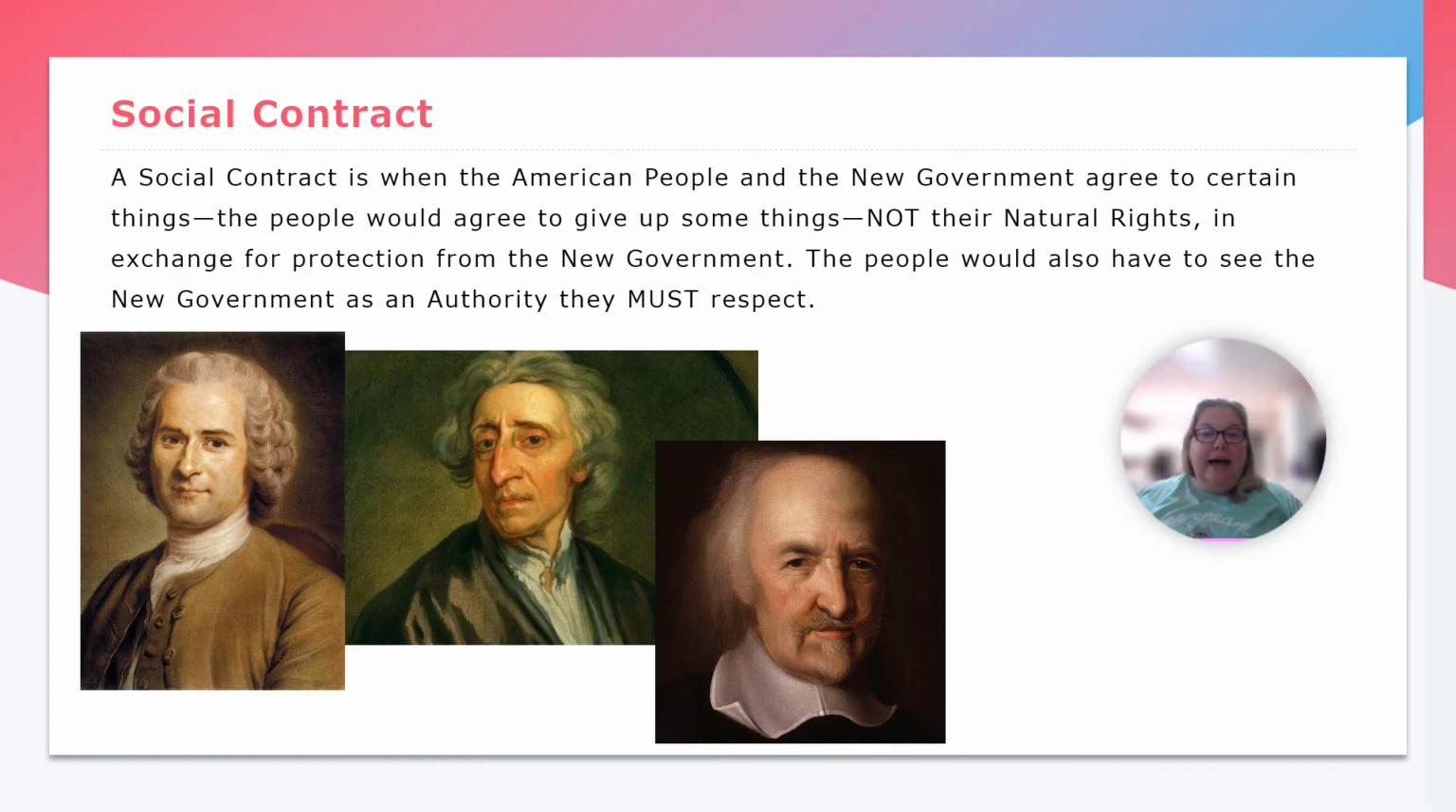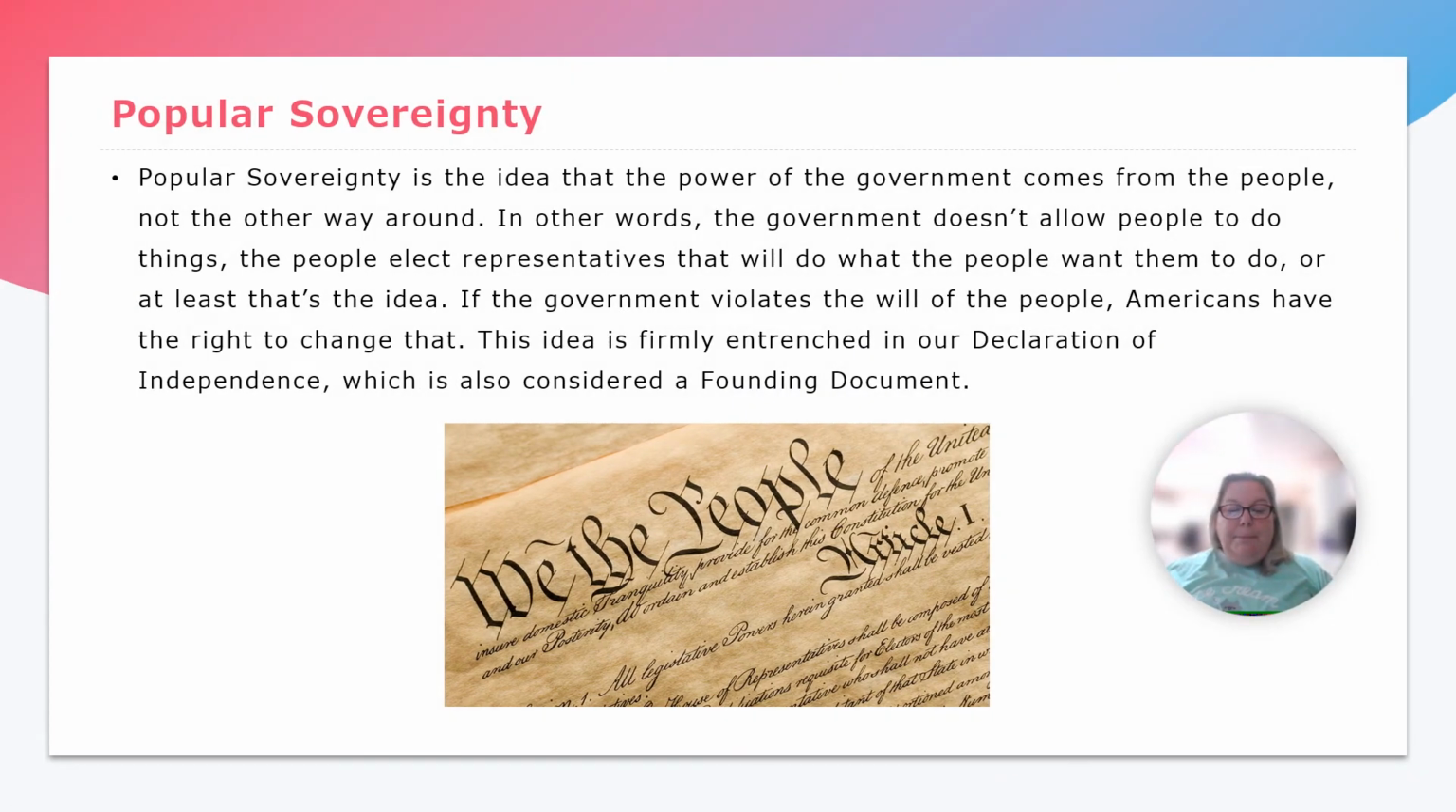Our next topic is popular sovereignty, and you see here I've got the preamble to the Constitution. We the people. Notice it is the biggest text on that page. It is the biggest text in the entire Constitution. Popular sovereignty is the idea that the power of the government comes from the people, hence we the people, not the other way around. In other words, the government doesn't give you power, you give the government power, and it only gets whatever power you choose to give it.